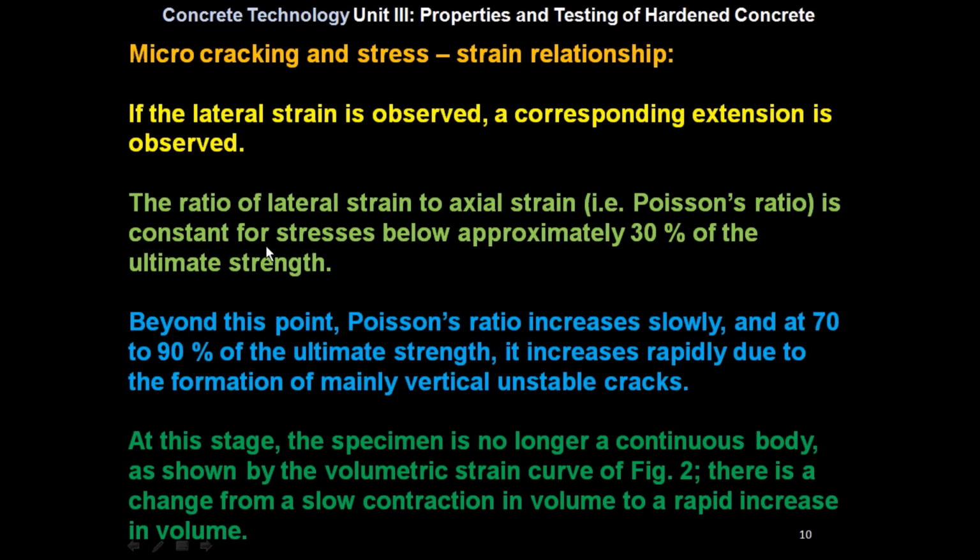For stresses below approximately 30% of the ultimate strength, Poisson's ratio is constant. Beyond this point, Poisson's ratio increases slowly, and at 70% to 90% of the ultimate strength, it increases rapidly due to the formation of mainly vertical unstable cracks. At this stage, the specimen is no longer a continuous body, as shown by the volumetric strain curve of figure 2. There is a change from a slow contraction in volume to a rapid increase in volume.